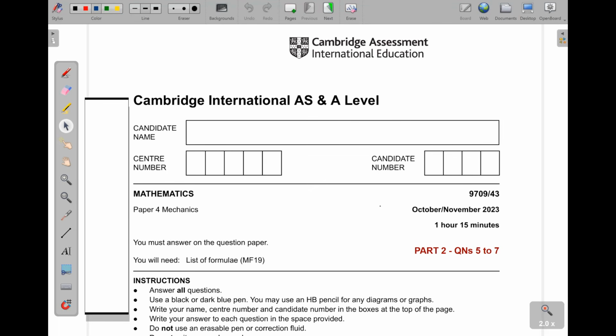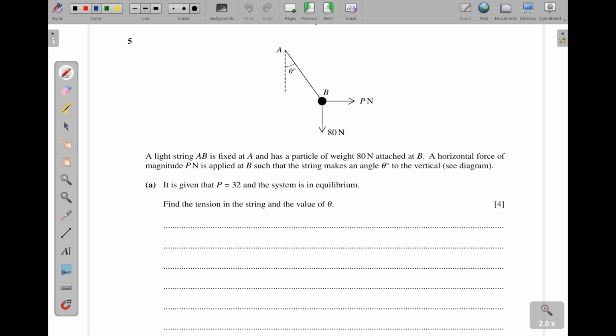This is Teacher Simon taking you through Cambridge International AS and A-Level Mathematics Paper 4-3 for October-November 2023 for questions 5 to 7. Question 5.